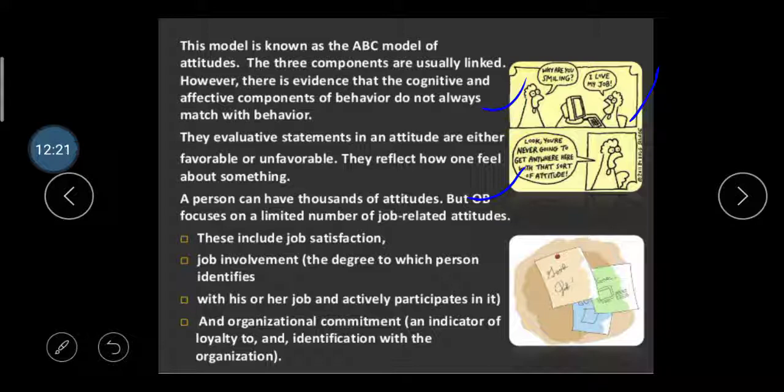કે person જે વર્ક કરે છે તો એને જોબથી સંતોષ મળે છે કે નથી મળતો, જોબ સેટિસ્ફાઈ છે કે નહીં. With his or her job, actively participate in it, then organizational commitment, which we can say indicates loyalty and identification with the organization. કે તમે લોયલી એટલે કે પ્રામાણિક રીતે કામ કરો છો કે નહીં, તમારું જે જોબમાં જે છે એક્ટિવનેસ કેટલું છે, એ બધું જે છે એ મેઝર કરવામાં આવે છે ઓર્ગેનાઇઝેશનલ બિહેવિયરમાં.